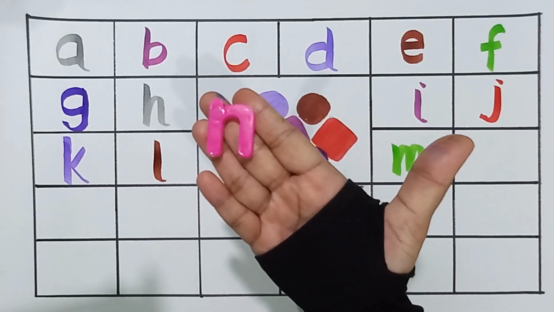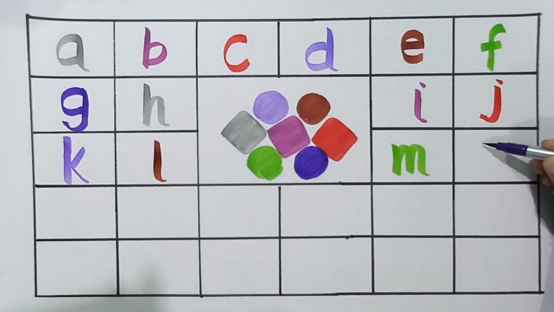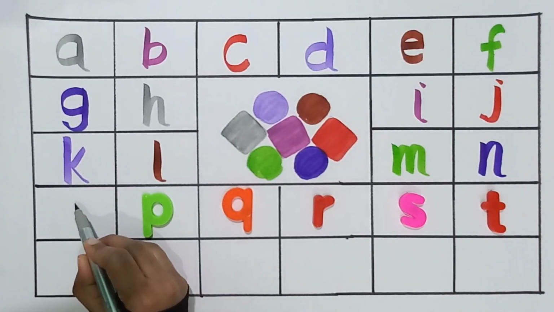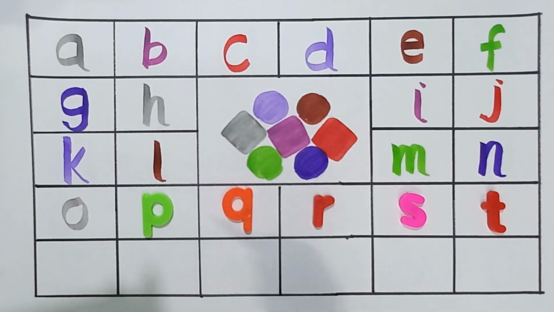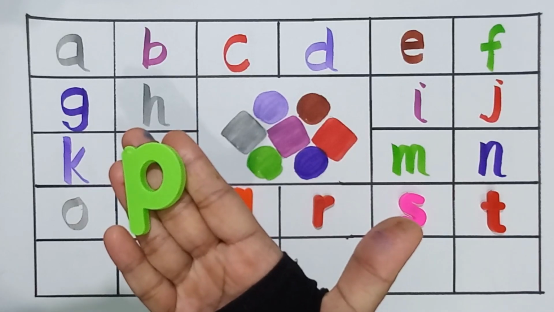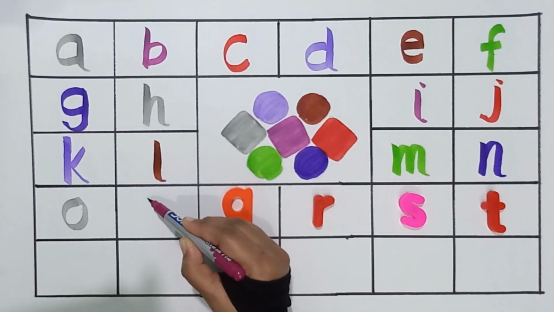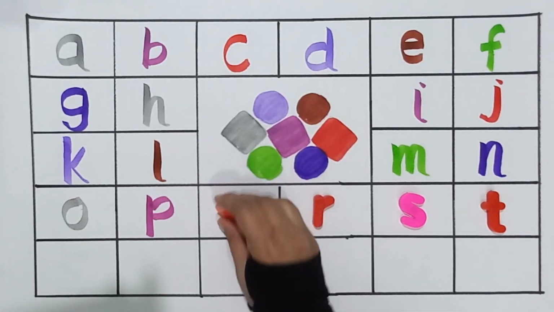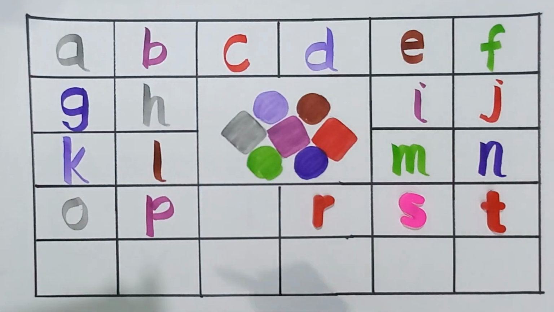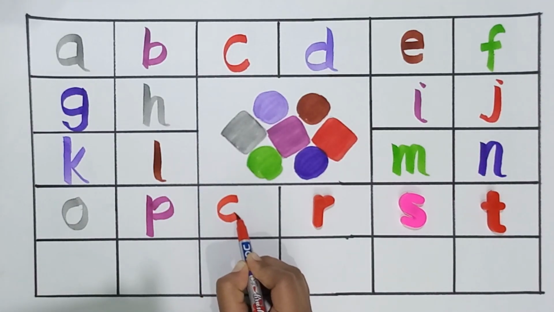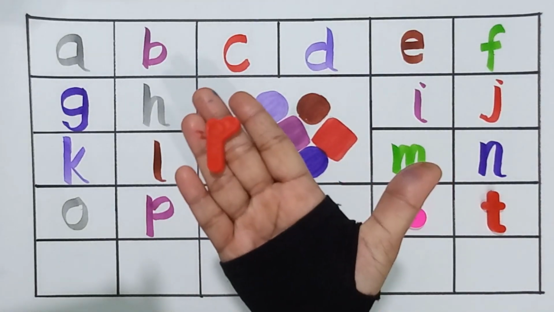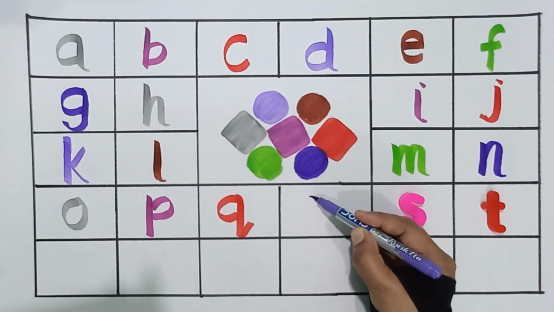Small n for nest. Small o for orange. Small p for peacock. Small q for queen. Small r for robot.